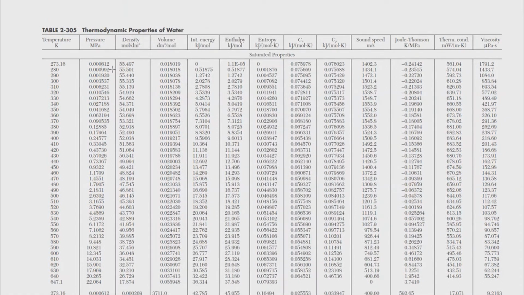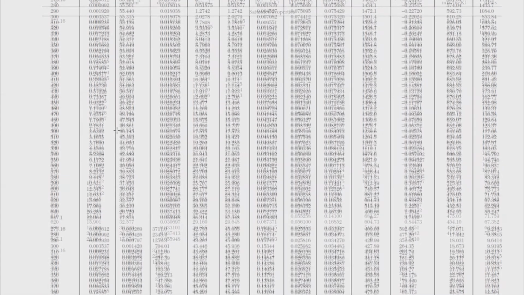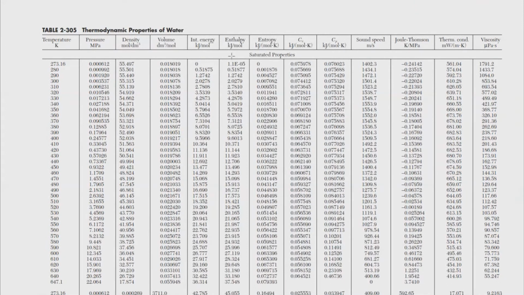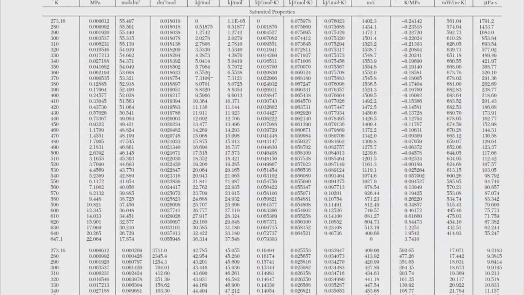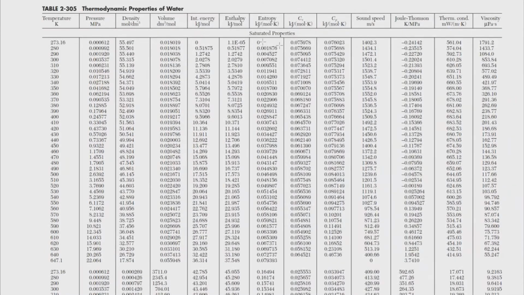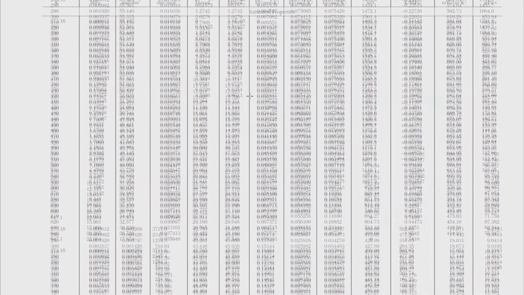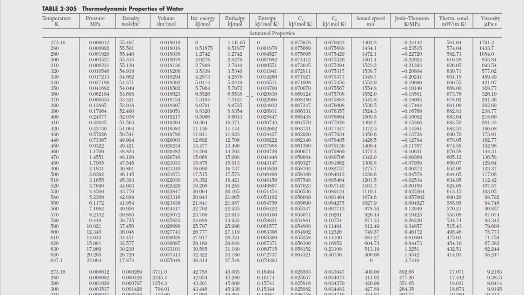Let's have a quick review first of this table of thermodynamic properties, because this might be new to you. For the columns, I won't be digging much deeper because we already have the labels here: temperature, pressure, density. The units are K, megapascal, mole. So these are the units already. Now, if you notice, this is the saturated property. All the values below this label are saturated properties.